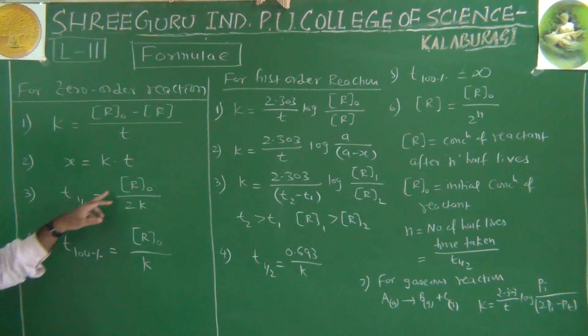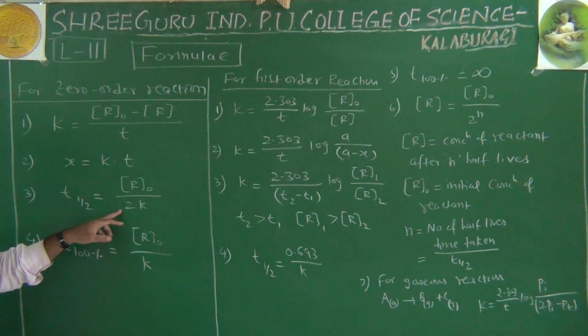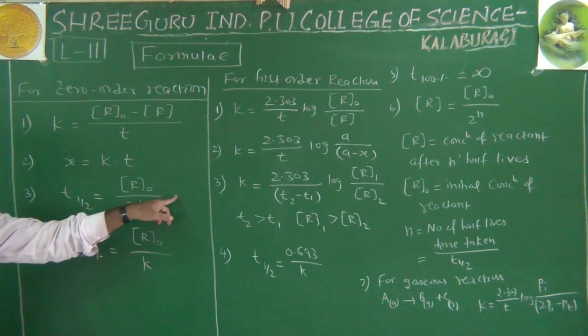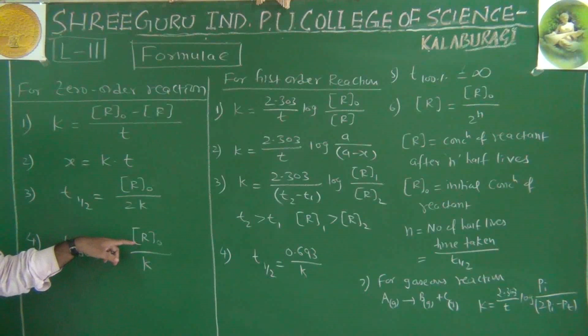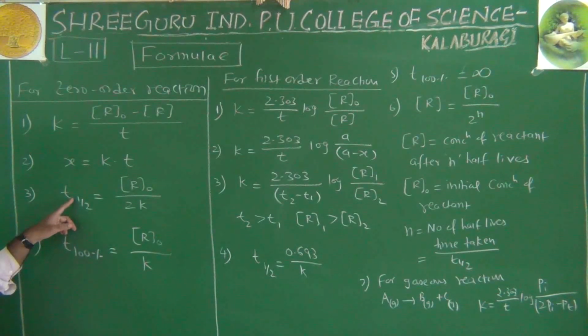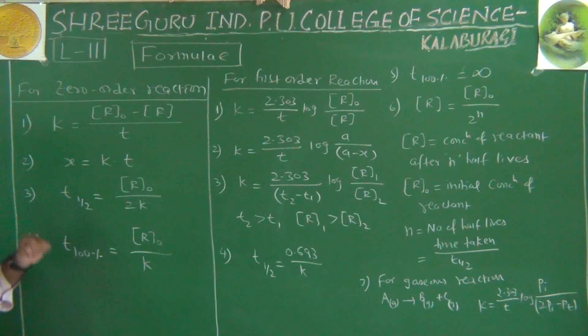T half is equal to the initial molar concentration of reactant divided by 2K. We have derived this in the last class. And T 100% is equal to 2 times this, multiplied by 2. This 2 gets cancelled and we have the initial molar concentration of reactant divided by the rate constant. The half-life period is directly proportional to the initial concentration of the reactant.